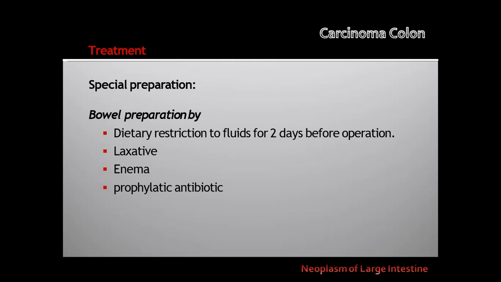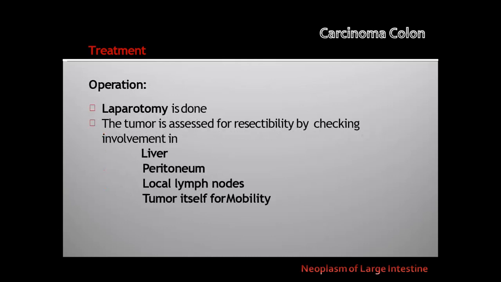Bowel preparation is not done nowadays, but if the tumor is in the rectum or in the sigmoid colon, we have to prepare by giving laxatives and enemas and prophylactic antibiotics, to reduce the risk of infection. And when the laparotomy is done, the tumor is assessed for irresectability by checking the involvement of the liver, the peritoneum, the lymph nodes, and the tumor for its mobility.